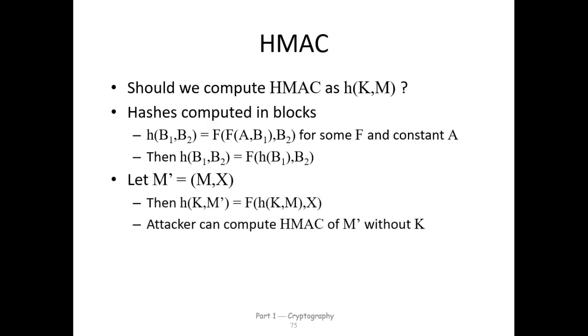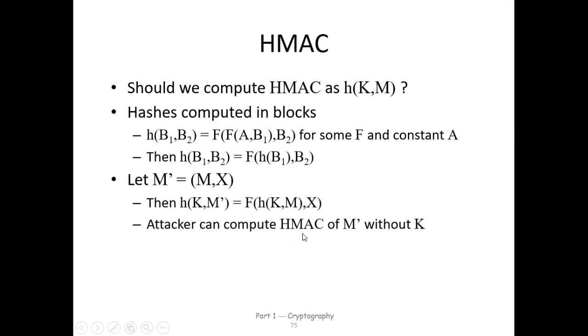Let M dash equal M comma X, where X is one more value we can consider. Then H of K comma M dash is another way we are calculating. Then H of K comma M dash equals F of H of K comma M comma X, where X here is another constant. An attacker can compute HMAC of M dash without K. So this is HMAC.